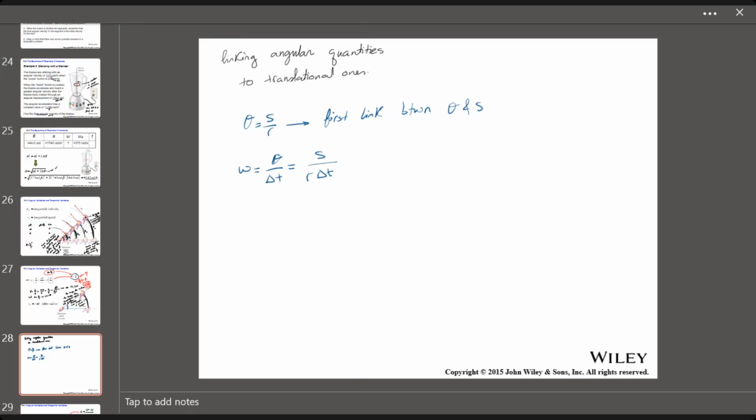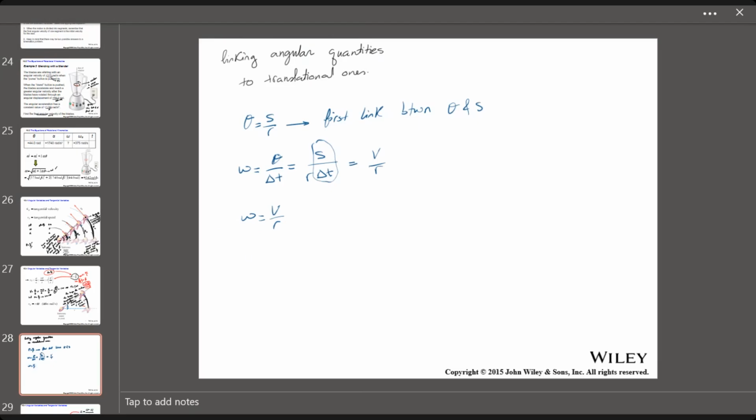Yeah, exactly. Thank you, Serena. Thank you, Adam. So what we are going to do is substitute S over delta T by V, and then I got this relationship. Omega is V over R. The angular speed is none other than the translational speed over R, which is the radius of the circular motion.